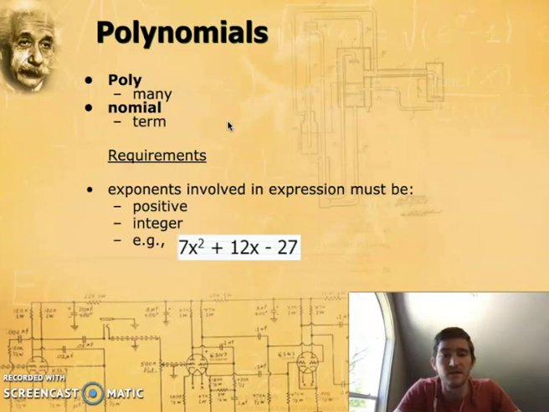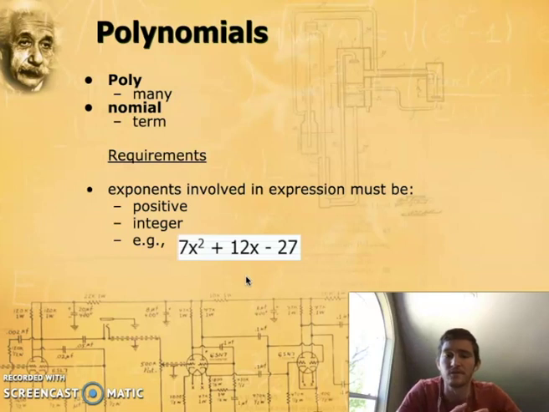Okay, the requirements in order to be a polynomial: you've got to have exponents in the expression that are positive. They have to be integers, so they cannot be fractions like we saw in the exponents and radicals video last week. And an example of a polynomial would be 7x squared plus 12x minus 27. And so it might look like there's just one power here, right? The 7x squared, one term of the power, but actually there are three.